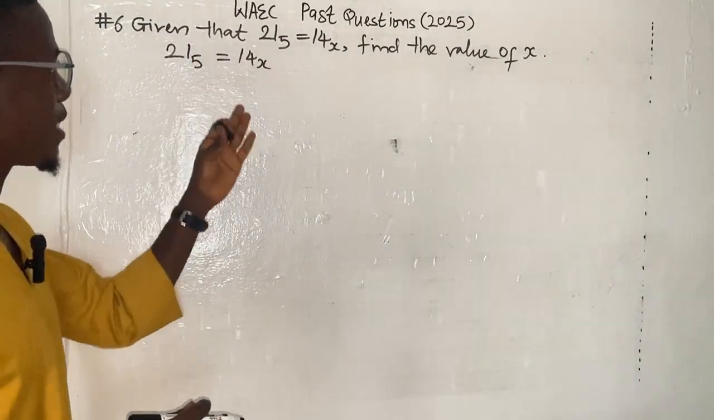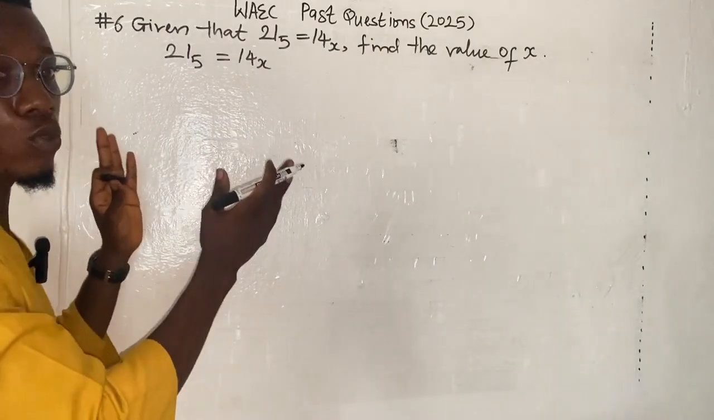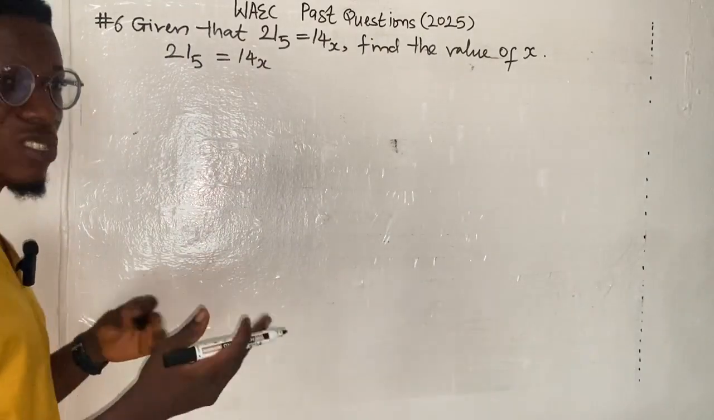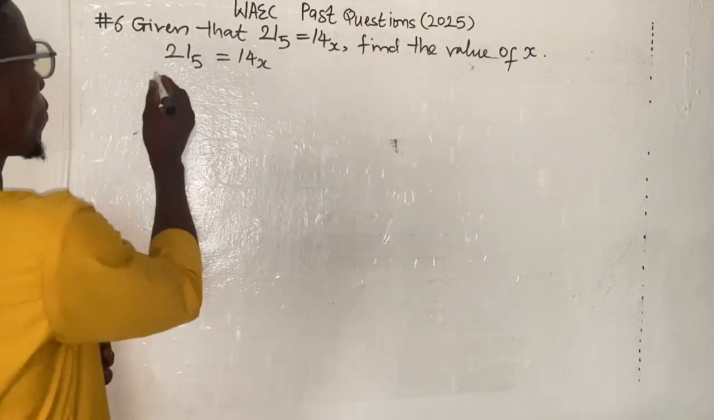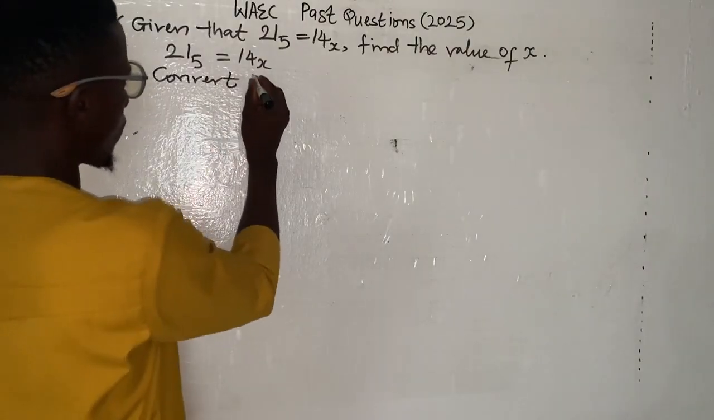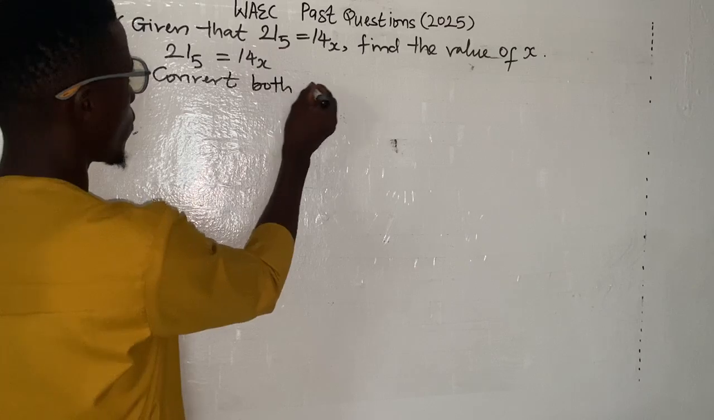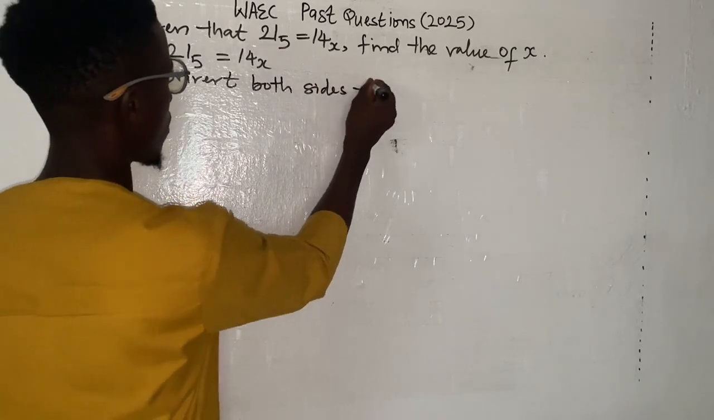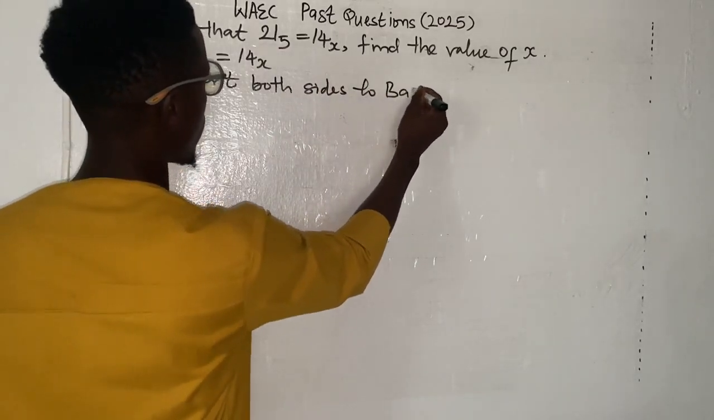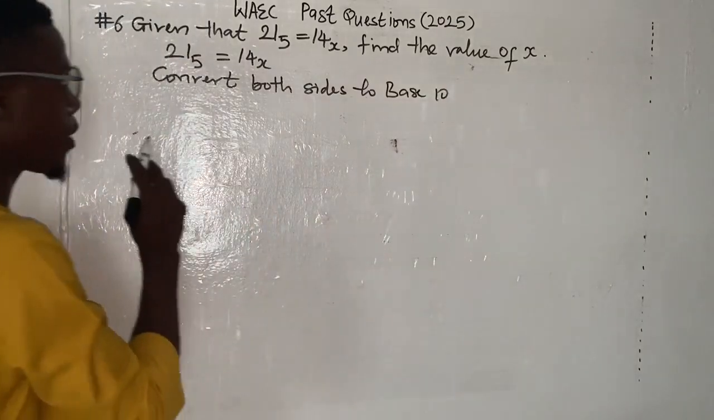To simplify this, we need to convert the two to the same base. So in this case, we choose the easiest one, converting to base 10. So convert both sides to what? To base 10. So how do we convert to base 10?